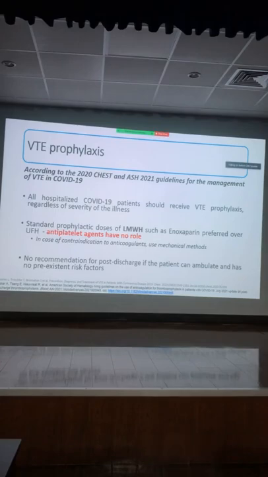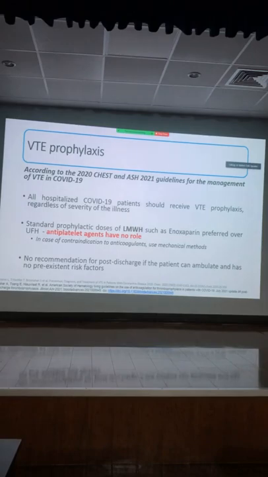And I want to tell you, antiplatelet agents have no role in preventing VTE before, after, and in COVID-19. In case of contraindication to anticoagulation, use mechanical methods. That means we can put a mechanical device on both legs, with inflation and deflation of this device, to improve the circulation in the lower limbs.